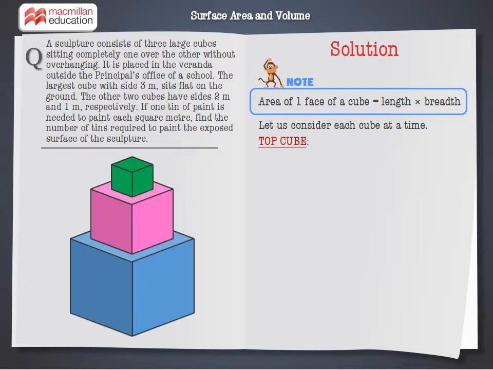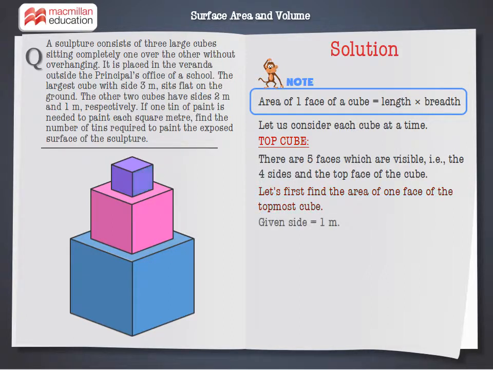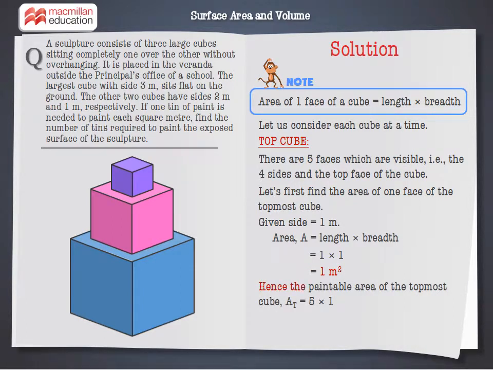Consider the topmost cube. There are 5 faces which are visible, that is, the 4 sides and the top face of the cube. Let's first find the area of one face of the topmost cube. Given side is equal to 1 meter. Area A is equal to length into breadth is equal to 1 into 1, which gives us 1 meter squared. Hence, the paintable area of the topmost cube, AT, is equal to 5 into 1, which is equal to 5 meters squared.